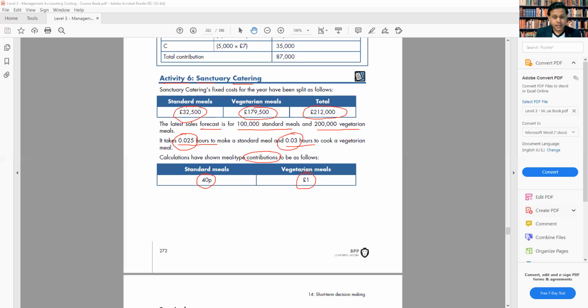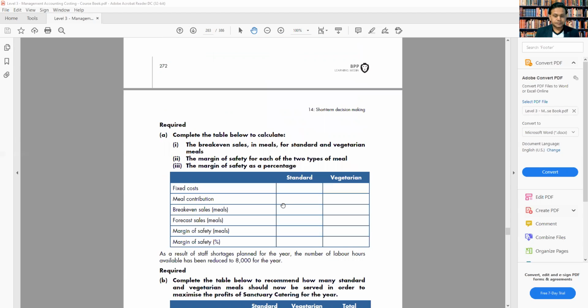This is the trick. Remember, in the exam, they will show you the standard meal gives you less contribution and the vegetarian gives you more contribution. It looks like that. But you don't take this until you check yourself, because we are not looking for the contribution per unit, we are looking for the contribution per limiting factor. All right, so let's move on, have a look at what else we have for this question.